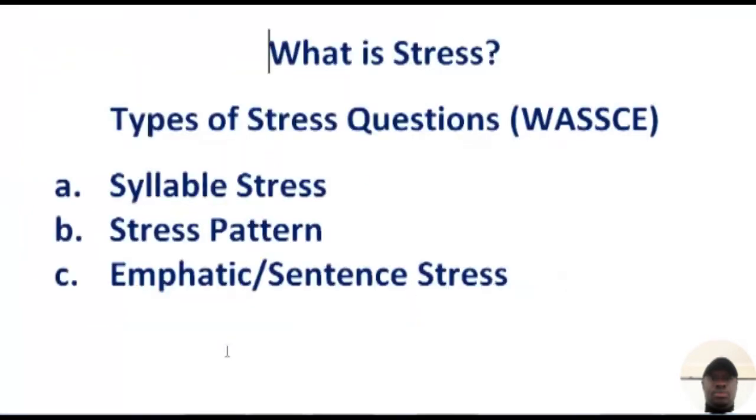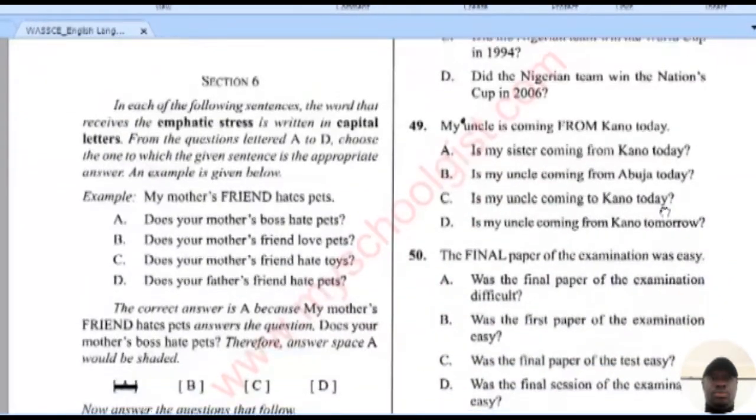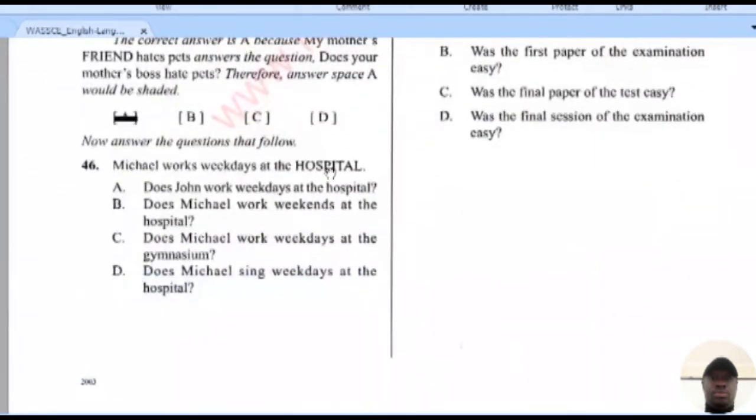Then the last one is the simplest of them all, emphatic or the sentence stress, which I taught you in class. This is it. They'll give you a sentence and a particular word in the sentence will be written in capital letters. So you just go through the options. The particular option that does not have the word in capital letter, that's your answer. For example, does John work in the hospital? So A, we find hospital here, B, hospital, C, gymnasium, D, hospital. So what do you think your answer should be? C, gymnasium, because gymnasium has nothing to do with the hospital. So this is different from the rest, so that's your answer.